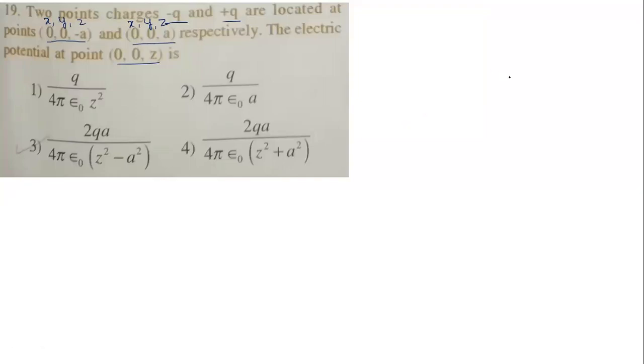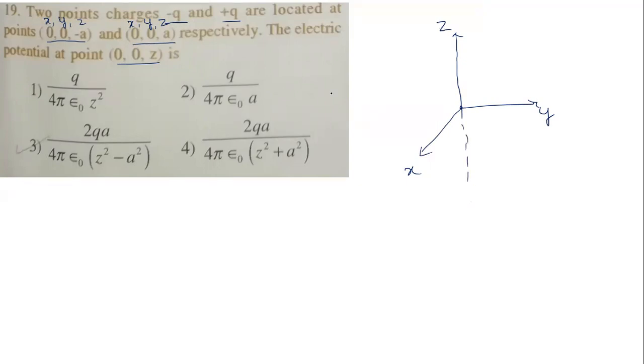Let us take a simple diagram first. Let us take one axis, and let us take one more axis. Now I'll take this as the x-axis, y-axis, and this is the z-axis. I'm going to extend this one to the negative z-axis.